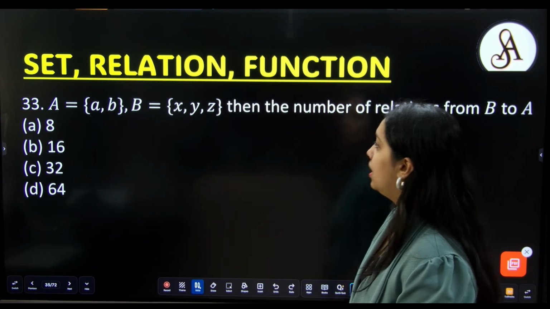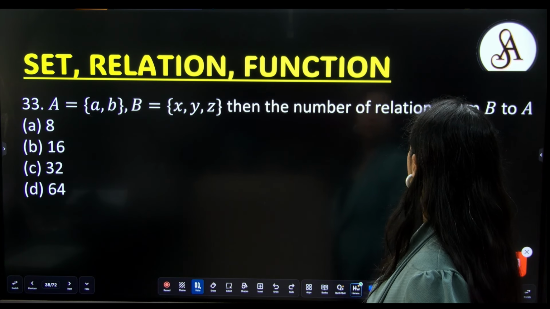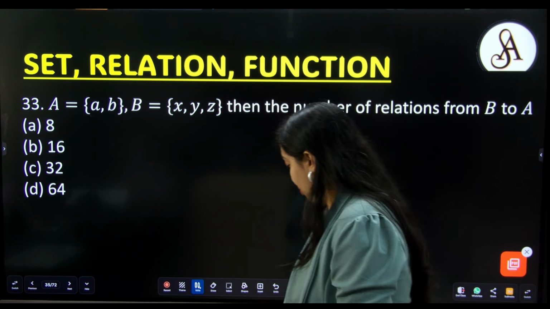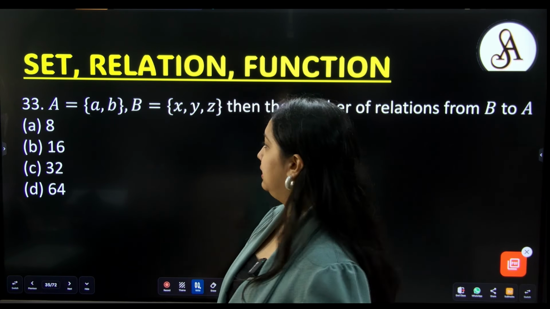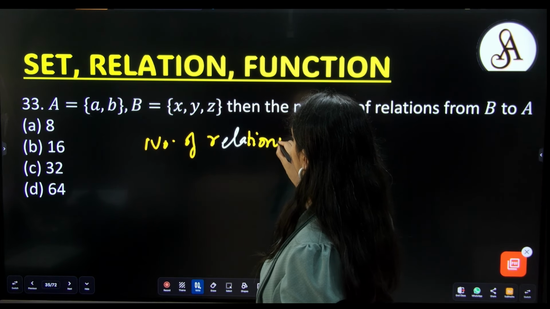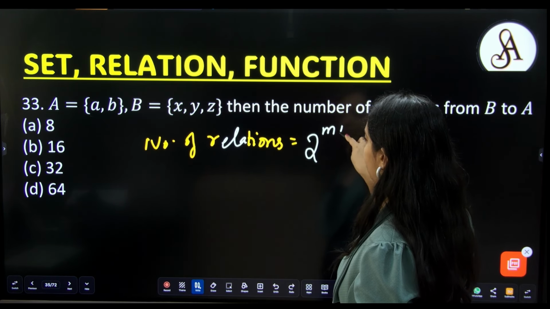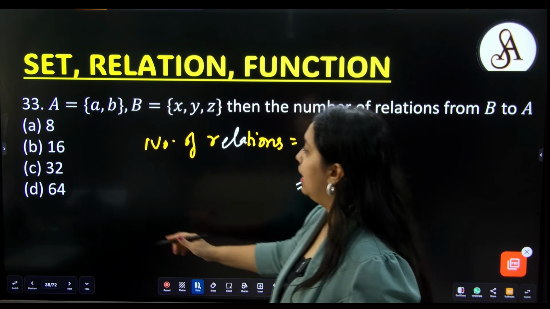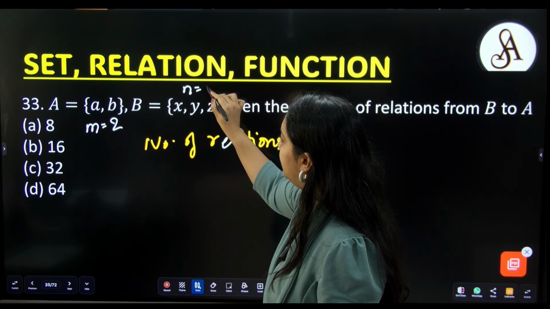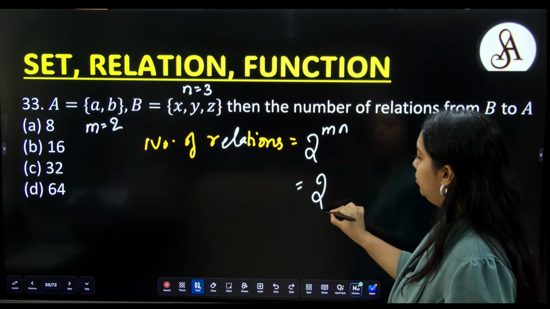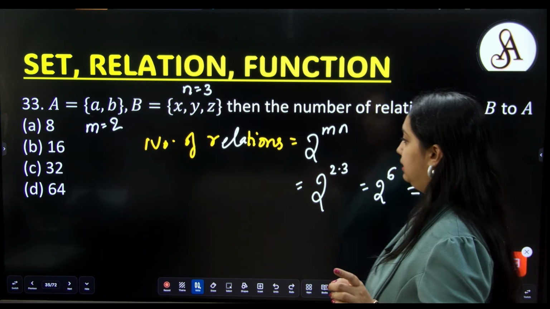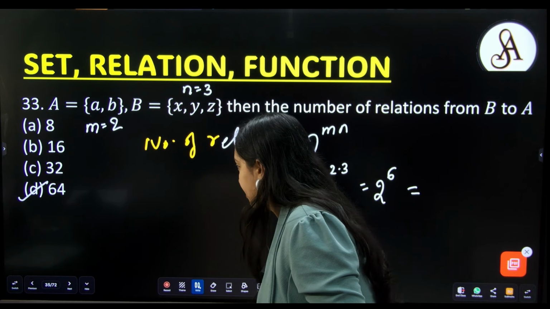Next. Set A is given with this, set B is given with this. The number of relations from B to A is that. While giving points to remember of relations, I had given this in class. Number of relations is given as 2 to the power of m into n, where m is the number of elements from the first set, 2, and n is the number of elements from the second set, 3. Your answer will become 2 to the power of 2 into 3, 2 power 6. What is 2 power 6? Your answer is 64. Option D.